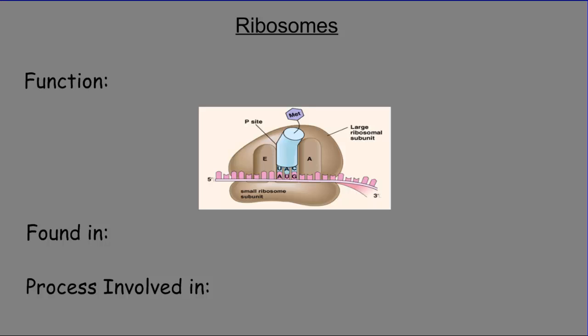The ribosome. Now, the ribosome isn't a membrane-bound organelle like the rest of them are. It is composed of two molecular subunits, a large one and a small one, put together into these small pieces. And you'll see them attached to the endoplasmic reticulum as well as floating in the cytoplasm. Their job is to make proteins. We find them both in plants and animals, as well as in prokaryotic and eukaryotic cells. Obviously, the process it's involved in is going to be the making of protein, which is called protein synthesis.